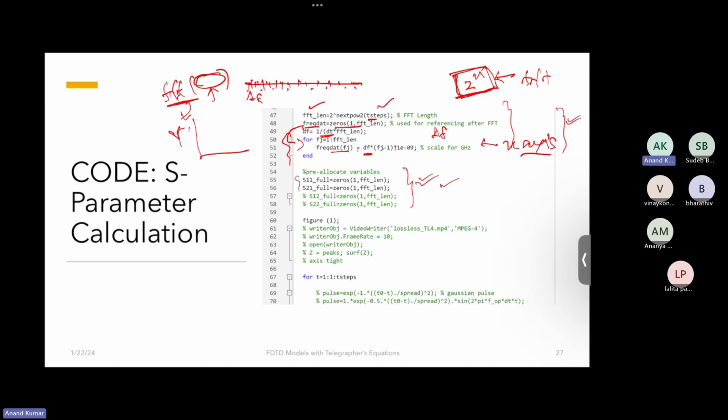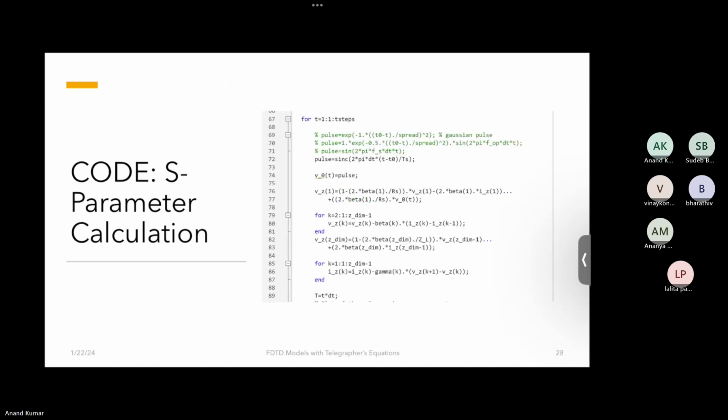Okay, so we are doing some pre-calculation before the FFT. We have calculated the x-axis and pre-allocated the values, so this is all okay. Over here, this is the new excitation, the sinc function, which looks something like this, and its frequency domain response is something like this. This is all the same for the FDTD code that we have done.